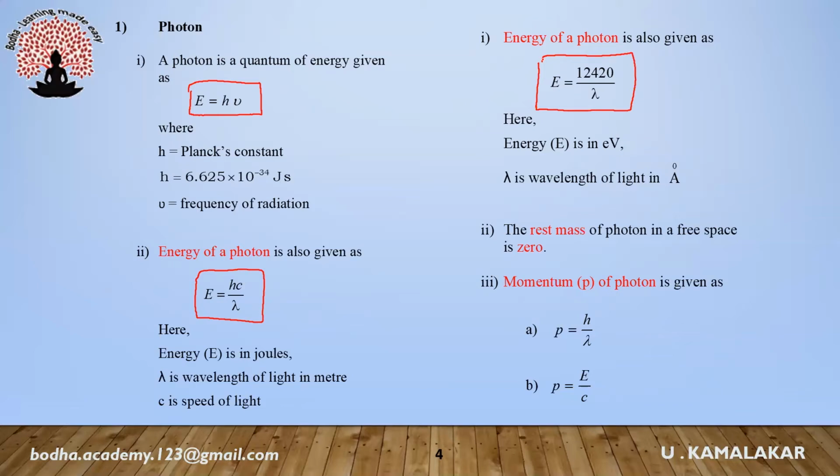The rest mass of photon in free space is 0. But when photon is in motion, the momentum of photon is given as P = h by λ or P = E by c. h is Planck's constant, λ is wavelength of light, E is energy of photon, c is speed of light.